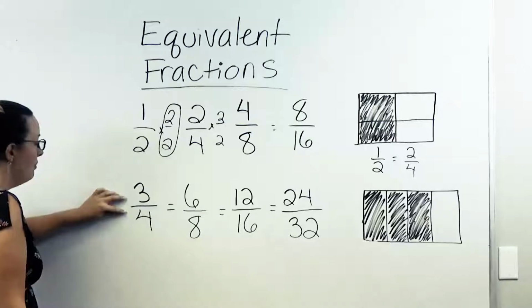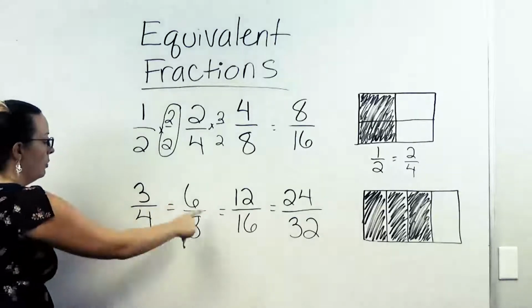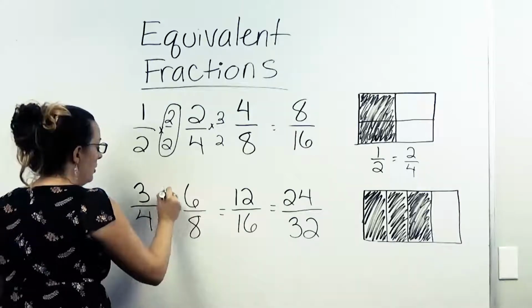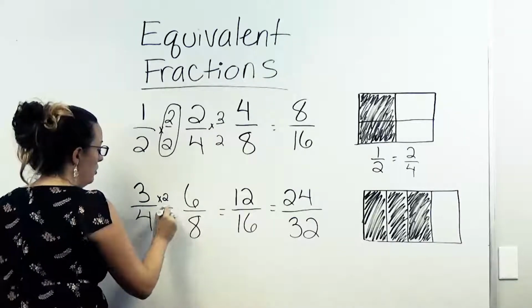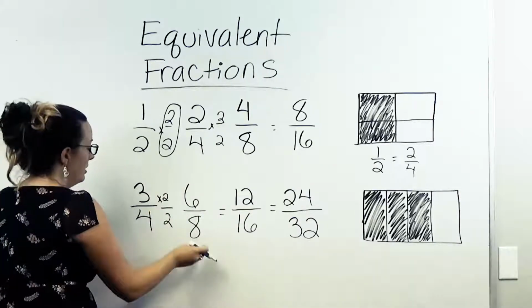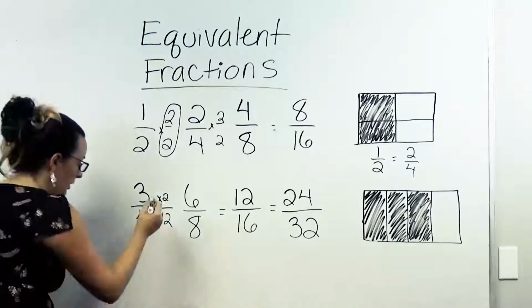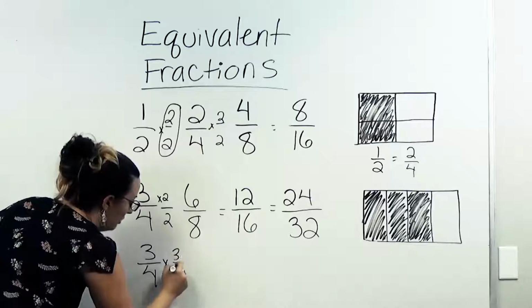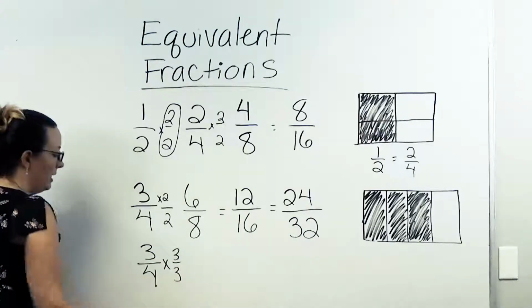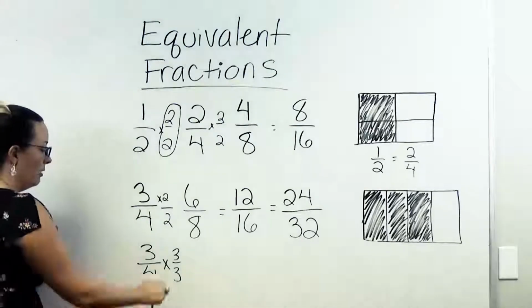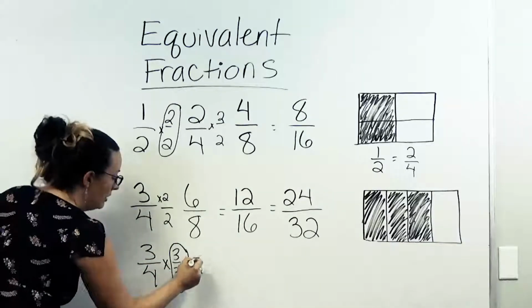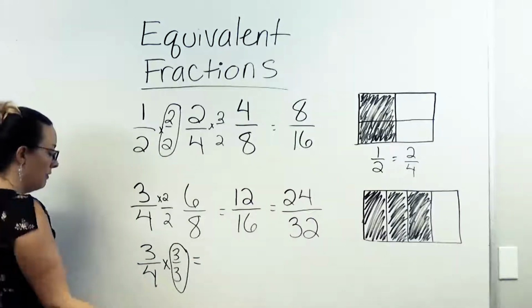Another example, we have 3/4, which is also equivalent to 6/8. If we were to multiply the numerator and the denominator times 2/2, that would give us 6/8. We could also multiply 3/4 times 3/3. As long as the numerator and the denominator are the same that you're multiplying by, whatever version of 1 whole, it will give you the same equivalent fraction.